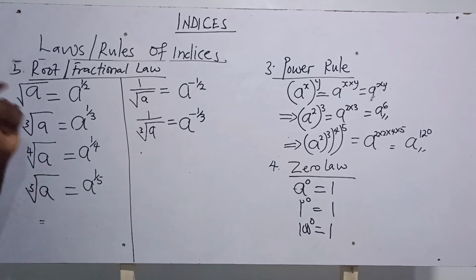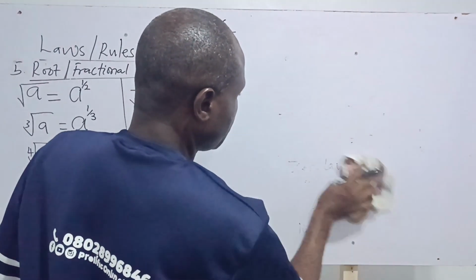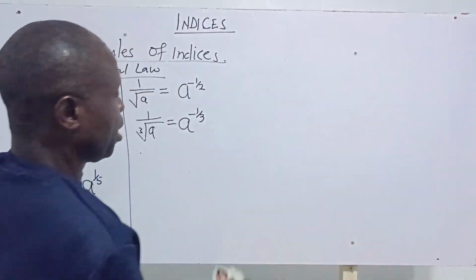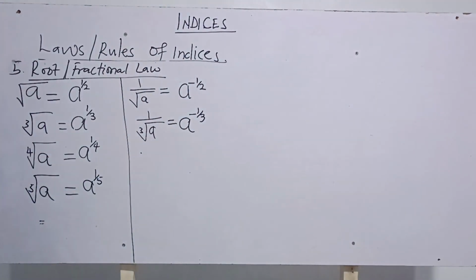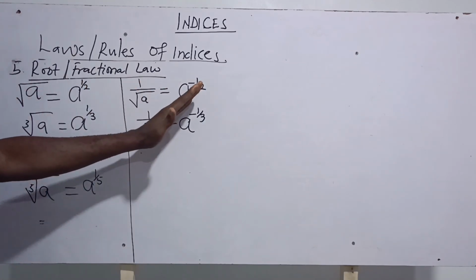Let's proceed with some examples on these laws. Having explained the basic laws of indices, we are moving on to solve a few examples on indices.